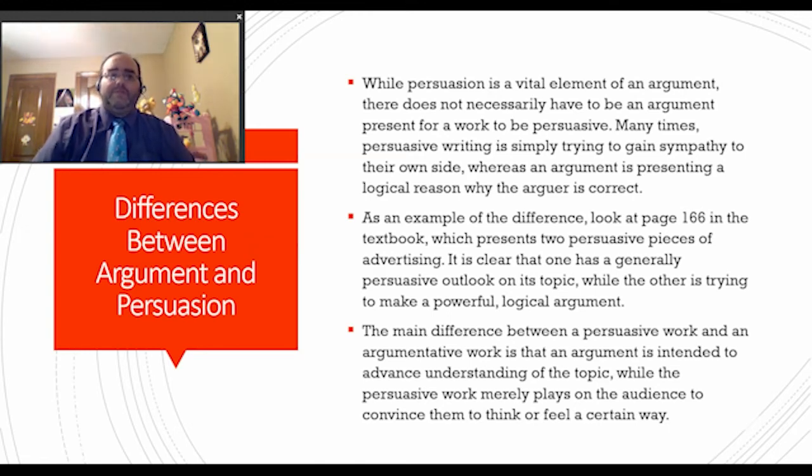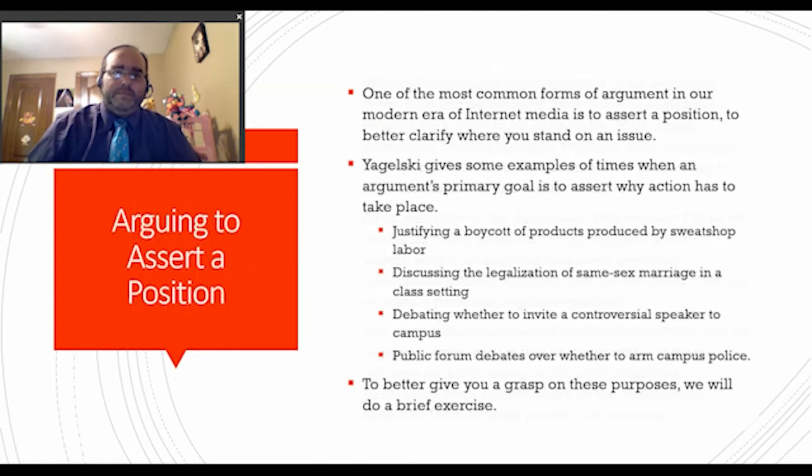Okay? So let's talk about arguing to assert a position. Okay? One of the most common forms of argument in our modern era of internet media is to assert a position to better clarify where you stand on an issue. Okay? You are basically going to be talking about what's going on in current events and how you feel about it, why you think that's so, what kind of argument are you making for which side is right, which side is wrong, whatever.